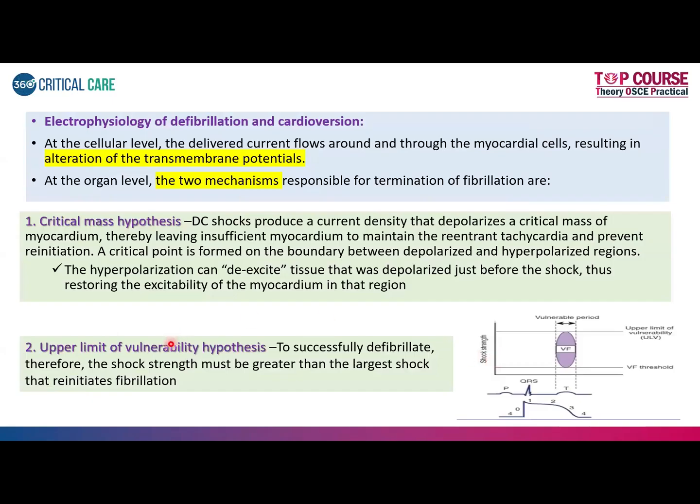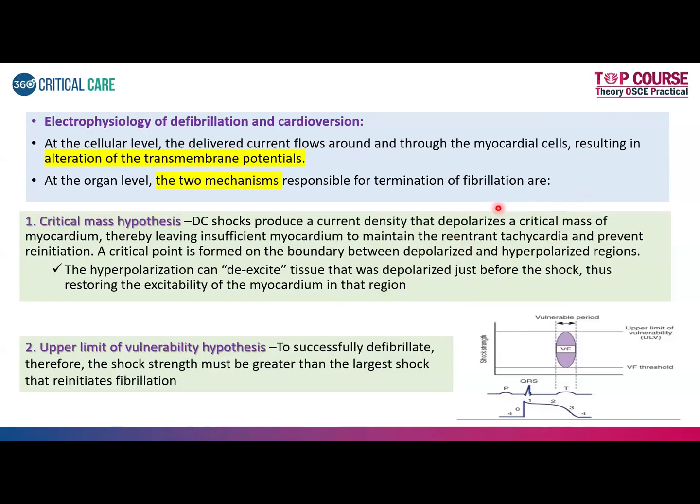Now, what is the principle? The principle is basically at cellular level, there is alteration in the transmembrane potential. The delivered current flows through the myocardial cells and causes alteration in the transmembrane potential. And there are two mechanisms at the organ level. One is the critical mass hypothesis, and the other is the upper limit of vulnerability hypothesis. Now, critical mass hypothesis is DC shock produces a current density which depolarizes a critical mass of the myocardium, thereby leaving insufficient myocardium to maintain the reentrant tachycardia and prevent the reinitiation.